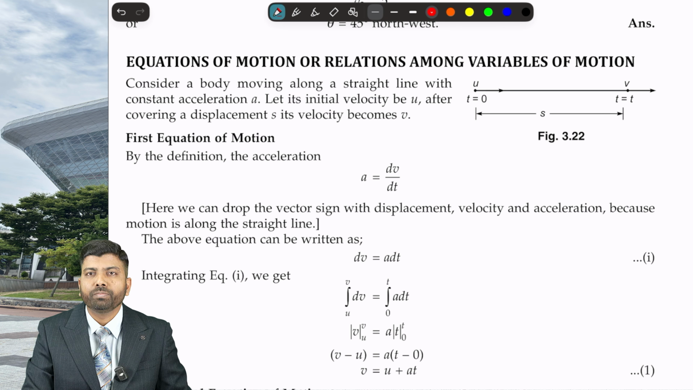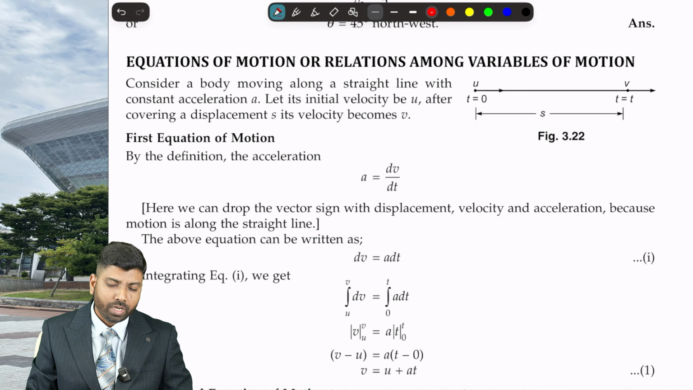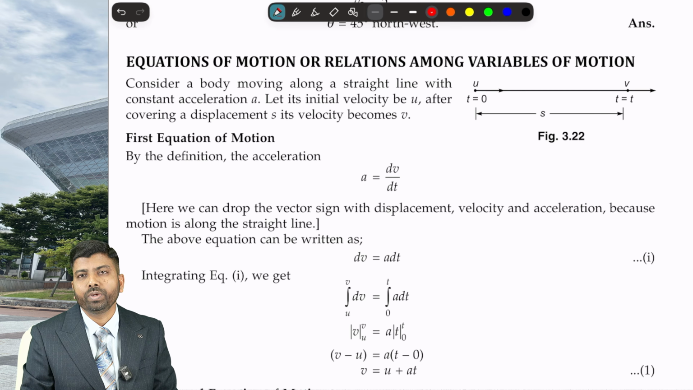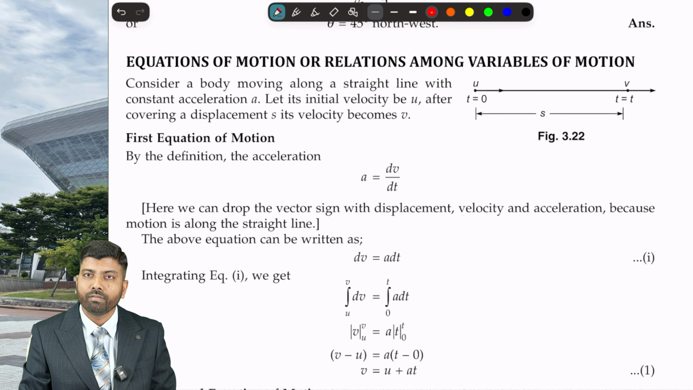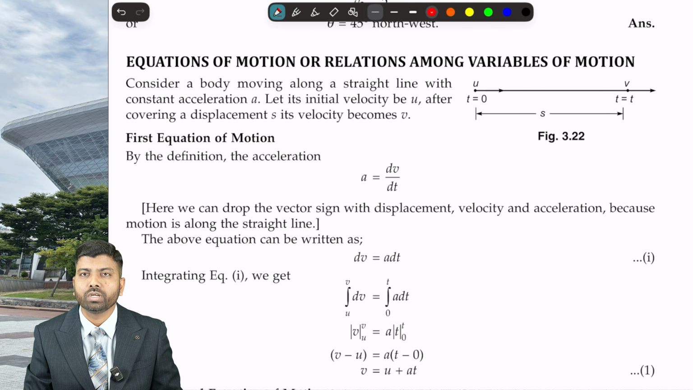So far, we are familiar with many physical terms like displacement, velocity, acceleration, right? In our previous lecture, we derived Newton's equations of motion using the graphical method. Now, today we will derive Newton's equations of motion with the help of the integration method.